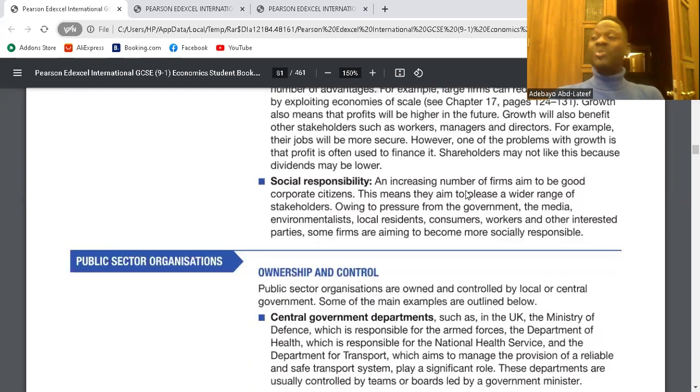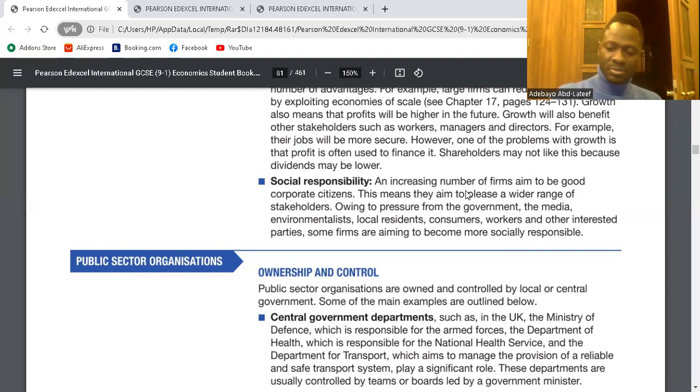Then we go to social responsibility, which is another objective. When we talk about social responsibility, basically we're talking about thinking more of the stakeholders than the shareholders, because shareholders are examples of stakeholders too. But here, you are putting into consideration all the stakeholders, those that have interest in your business, those that deal directly or indirectly with you, whatever decision you take. That's social responsibility. It could be an objective for some businesses. Clear? So that's all about the private sector ownership.